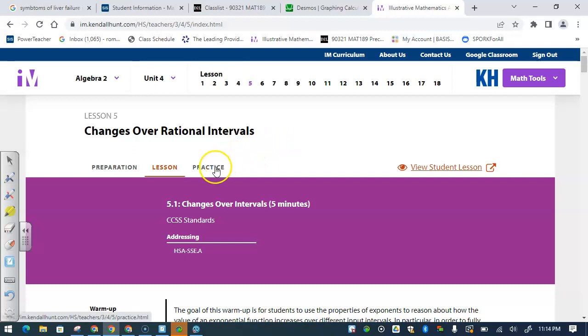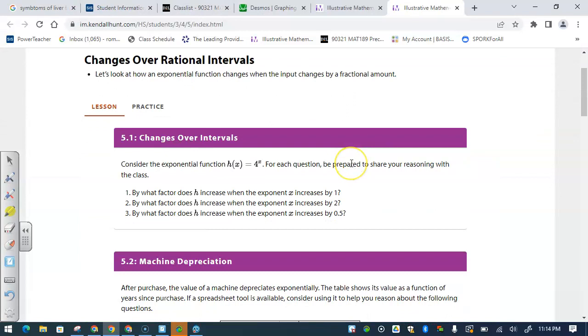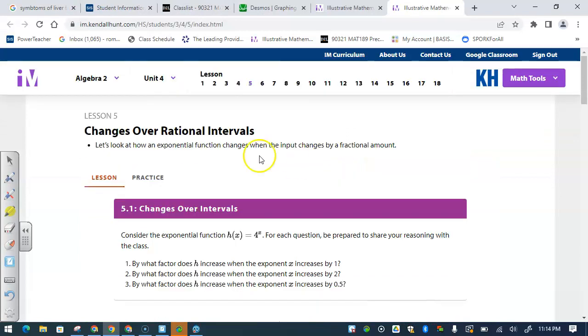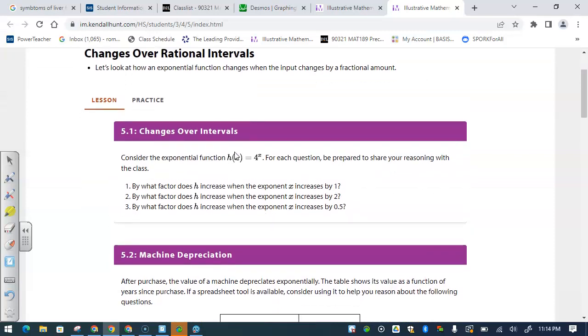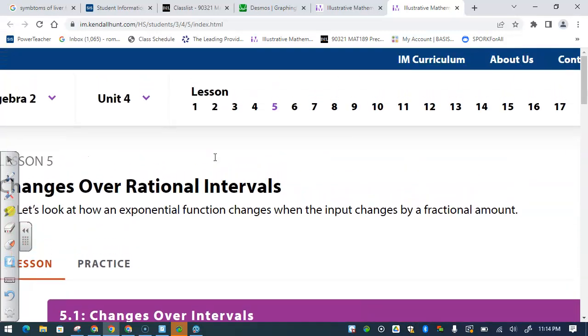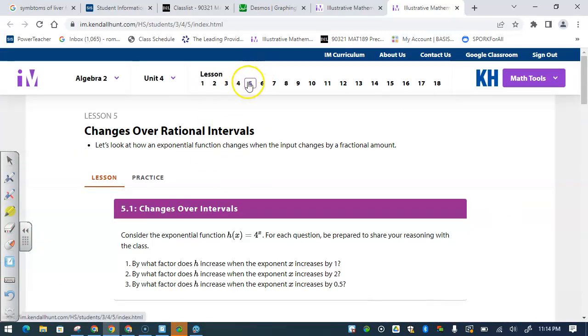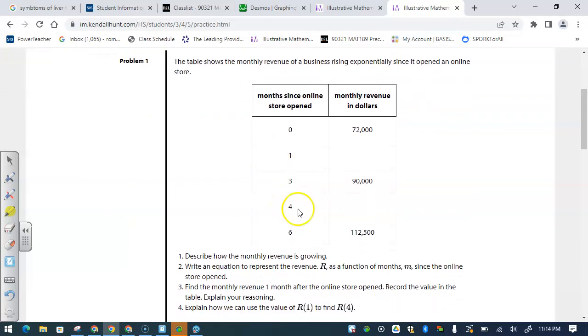So let me go directly to the practice problem, and here it is. Wait a minute. So the first question is asked. Wait, let me go here. Practice. Here it is. I have to click on this. So you have a table. The first problem of the day is, this part is coming in my way.